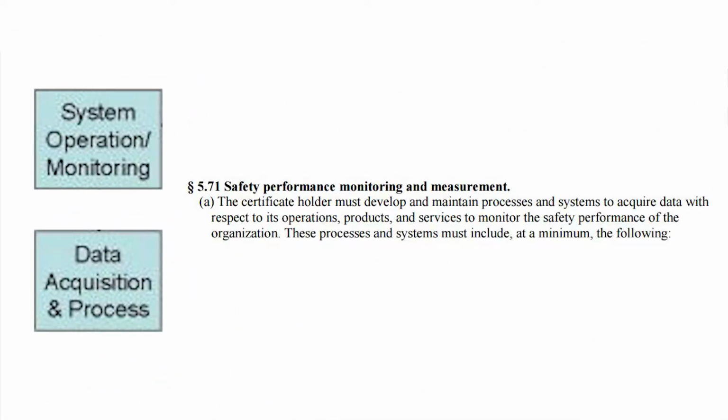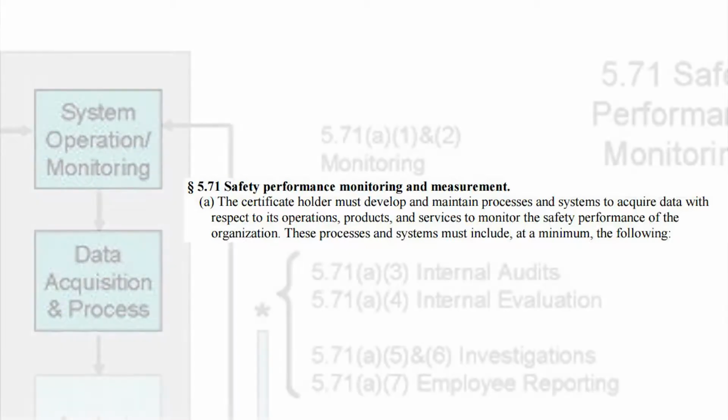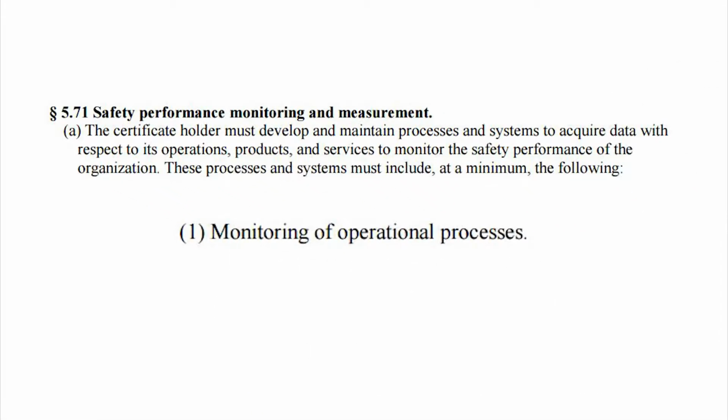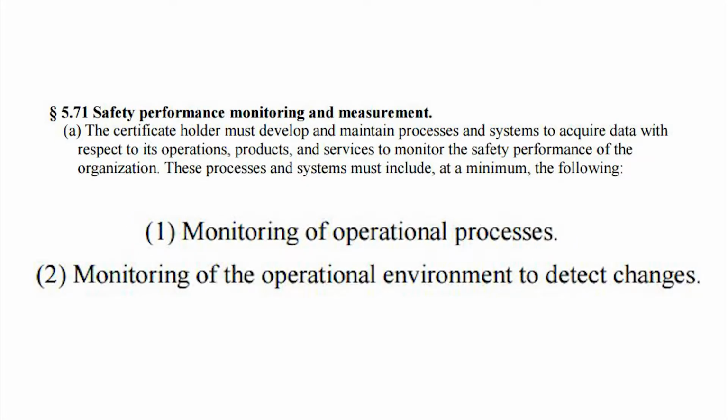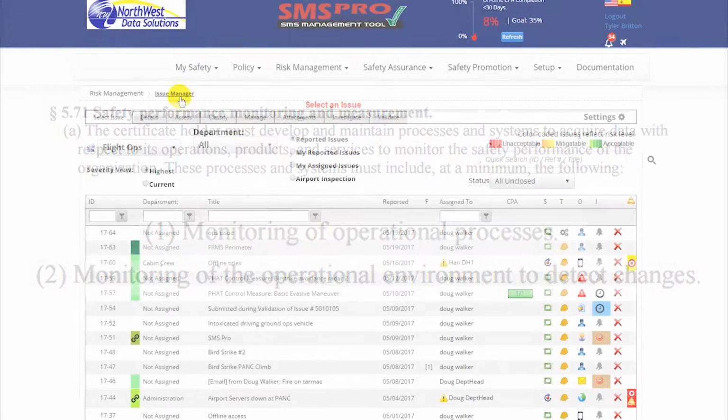The certificate holder must develop and maintain a process and systems to acquire data with respect to its operations, products, and services to monitor the safety performance of the organization. This requirement has 7 elements that are needed for compliance. The first 2 are monitoring of the operational processes and monitoring of the operational environment to detect changes.